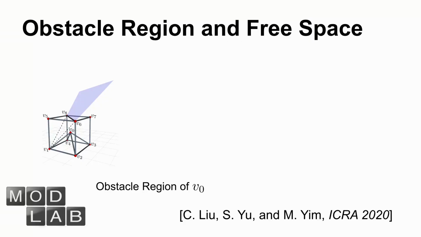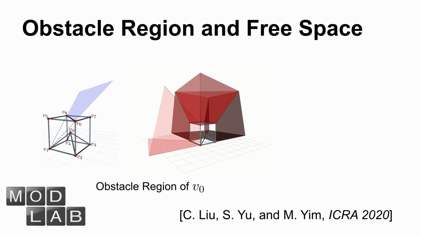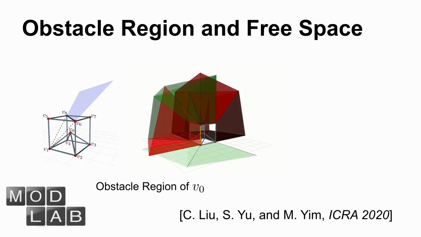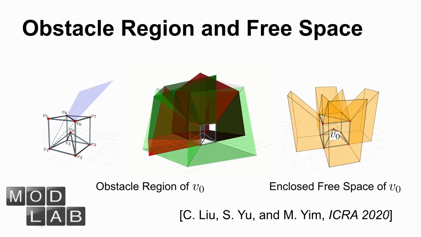For a VTT, the configuration space of a node is complicated due to the complexity of the obstacle region. The obstacle region is formed by multiple polygons, and here we show all the obstacle polygons computed for node V0. A fast algorithm to compute the boundary of the enclosed free space has been presented in our previous work.